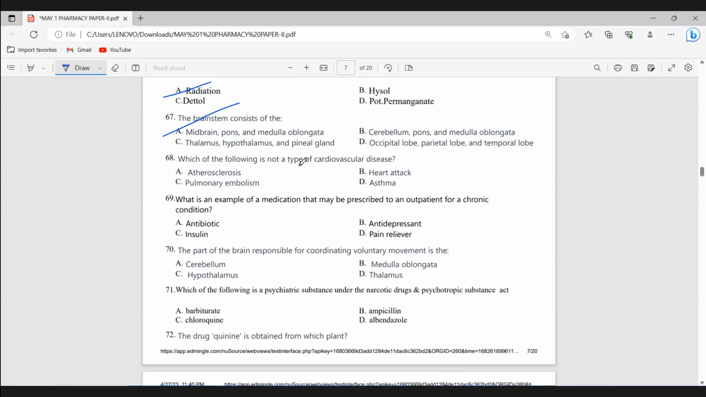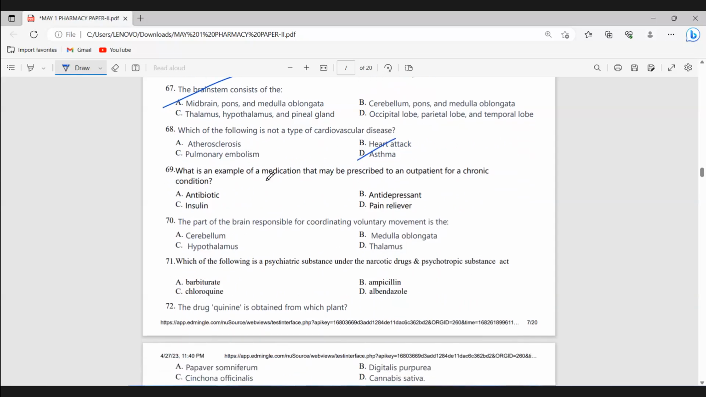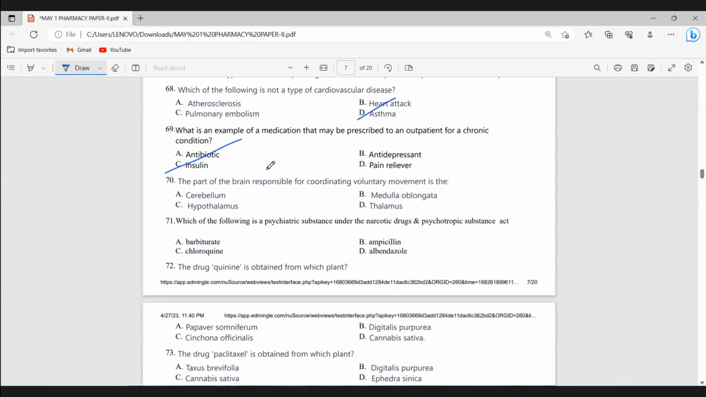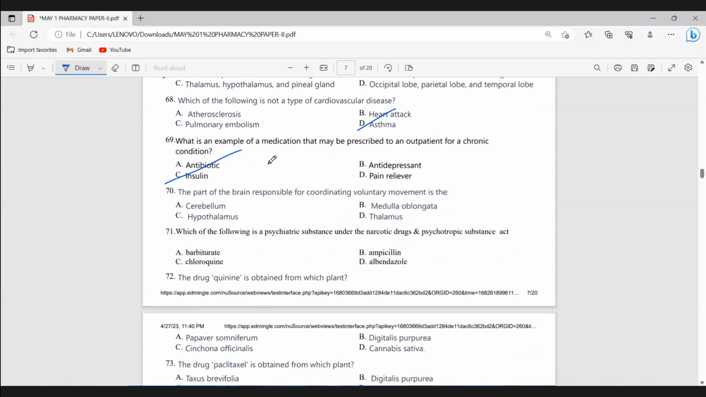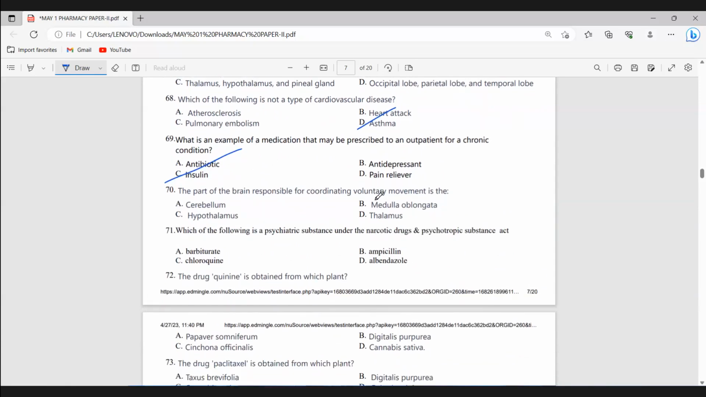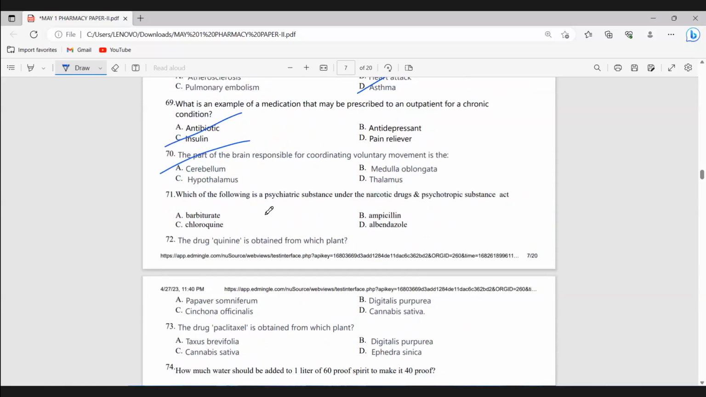Then 68, which of the following is not a type of cardiovascular disease? Asthma. Then 69, what is an example of medication that may be prescribed to an outpatient for chronic condition? Insulin. Then 70, the part of brain responsible for coordinating voluntary movements is the cerebellum. And 71, which of the following is a psychotropic substance under the Narcotic Drugs and Psychotropic Substances Act?